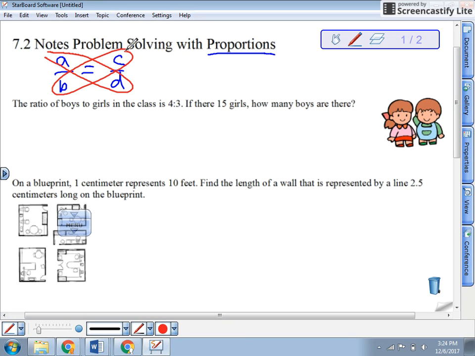The key to these problems is understanding what the two things are that we're comparing. The first one says the ratio of boys to girls, so I know that I'm comparing boys to girls. The ratio of boys to girls in the class is 4 to 3. I'm going to set that up as a fraction, as a ratio, 4 over 3. A proportion is two ratios set equal to each other. So if there are 15 girls, well, girls are on the bottom, so I put my 15 there. How many boys? That's our X, and boys go on top.